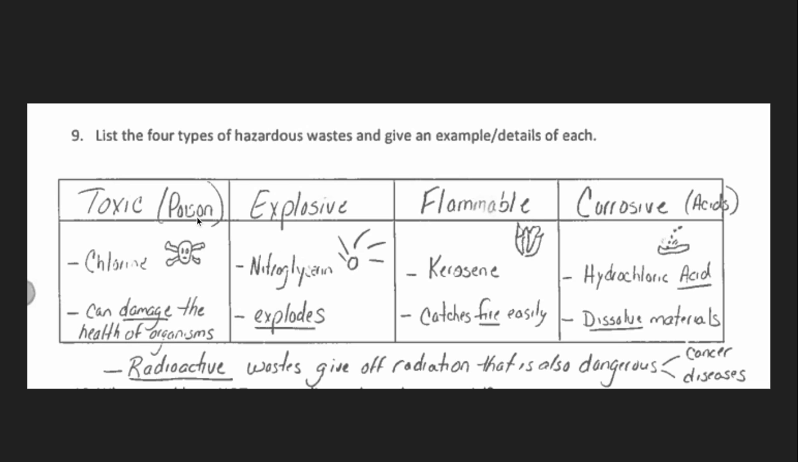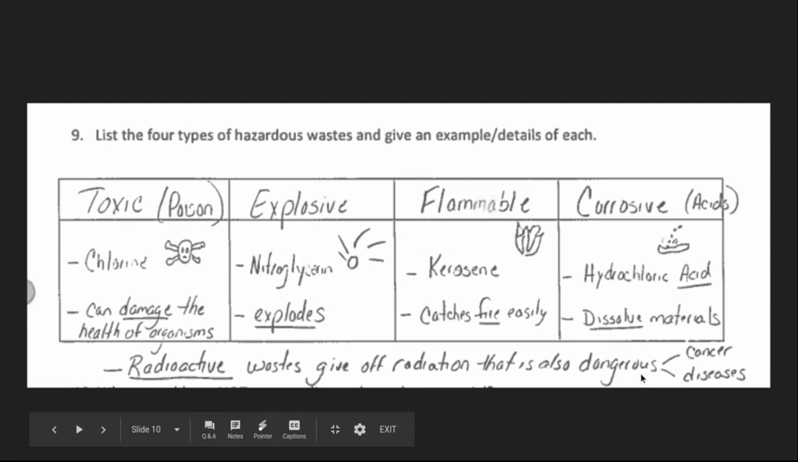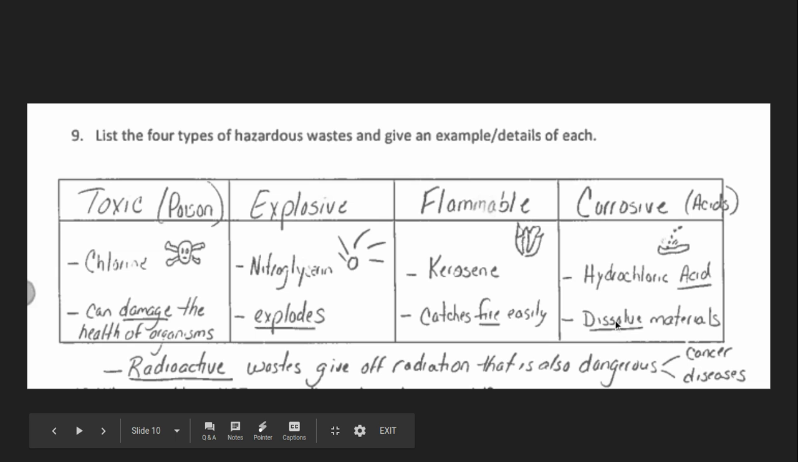List the 4 types of hazardous waste and give an example or detail of each. Okay, so you have toxic, explosive, flammable, or corrosive. So toxic is like chlorine, that can damage the health of organisms. Then you have explosive, like nitrogen, that can explode. Then you have flammable, which is kerosene, it can catch fire easily. And then you have corrosive, which is acid. Hydrochloric acid can dissolve minerals. So it's either going to be poisonous, explosive, flammable, or acidic. Okay. And then I guess there's another one that's called radioactive, which can give off radiation that's dangerous and leads to cancer. So that's a 5th one.